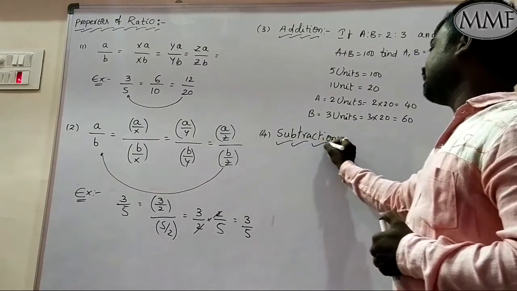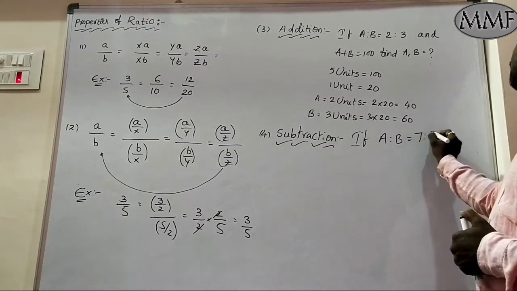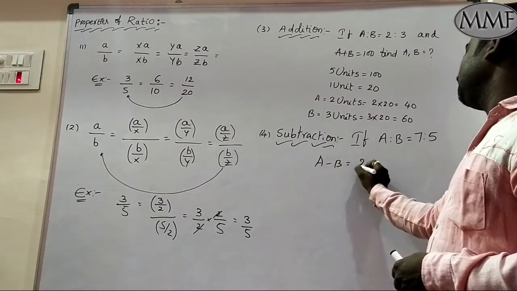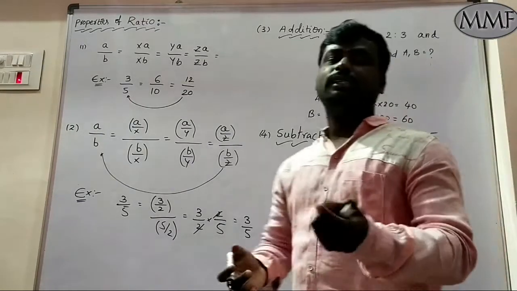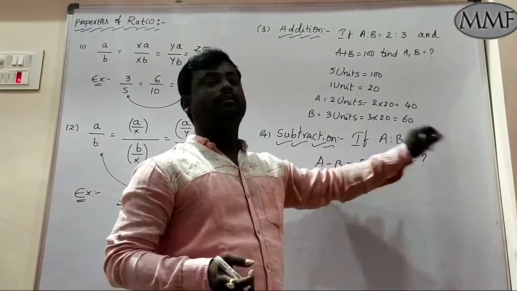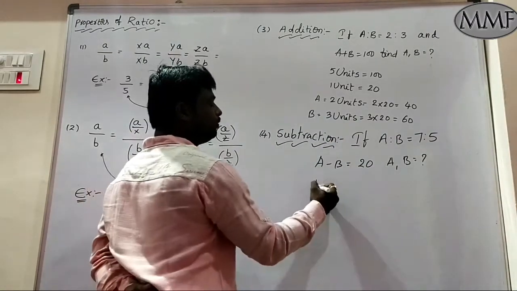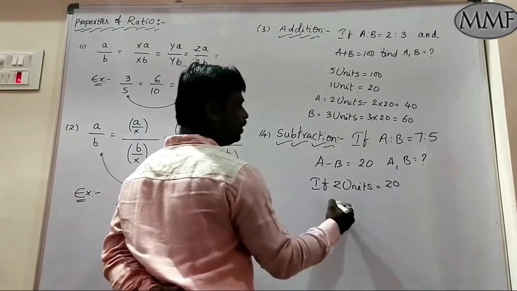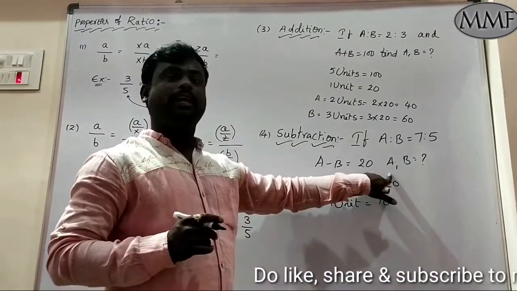Now let's see here. For example, if A is to B is, let's say, 7 is to 5, but I know A minus B is equal to 20. He will ask what is A and what is B. Then how do we do it? Same thing. So A, how many units are you having? 7. B, how many units are you having? 5. So here 7 minus 5, how many units? 2 units. If 2 units is 20, what about 1 unit here? It will become 10. Then I can find A easily and I can find B easily.